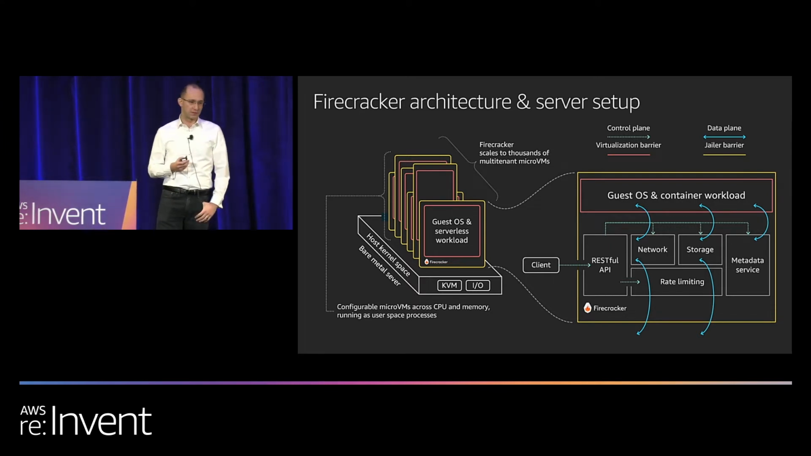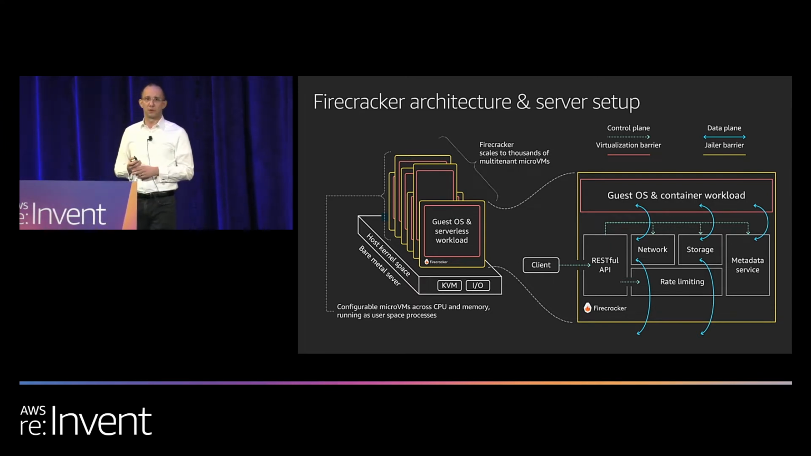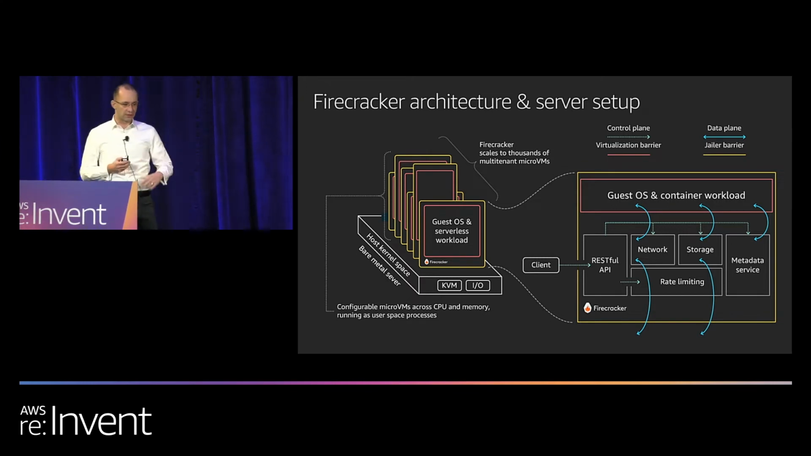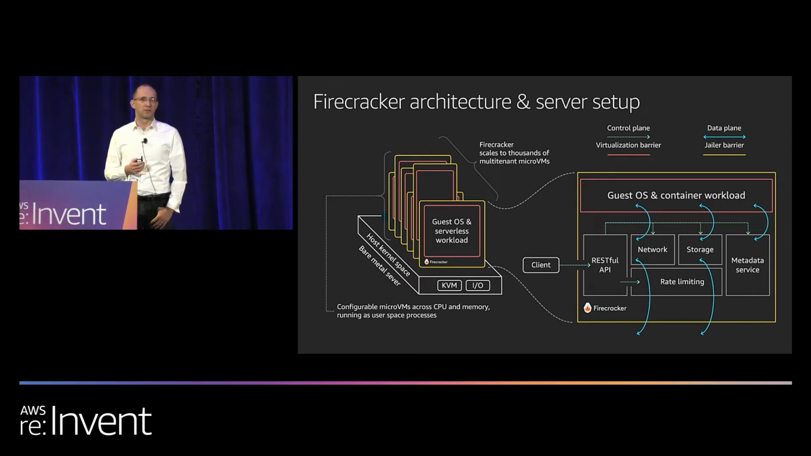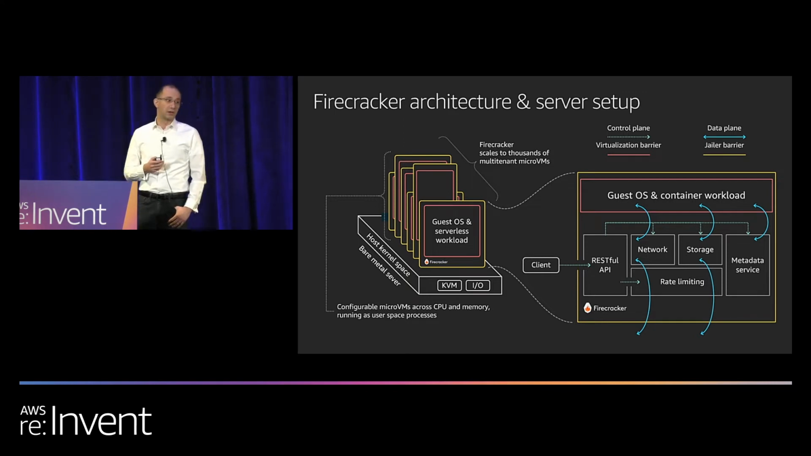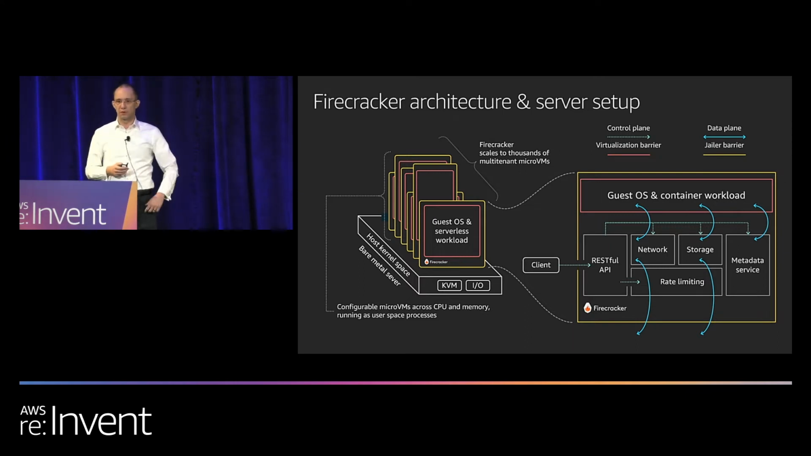On the upper part, there's a guest OS, or it can be a container workload or a function workload, and then the basic building blocks that you really need: network, storage, some sort of API to control the microVM, and in our case, a metadata service. It's something that at least AWS customers are used to. There's a few more, but those are the main ones, and there's pretty much nothing else. This is how we get that very low overhead.